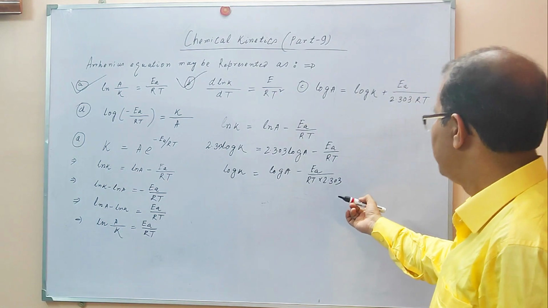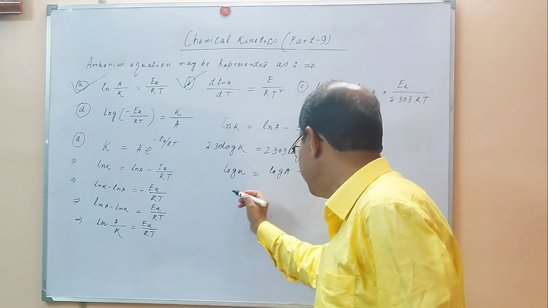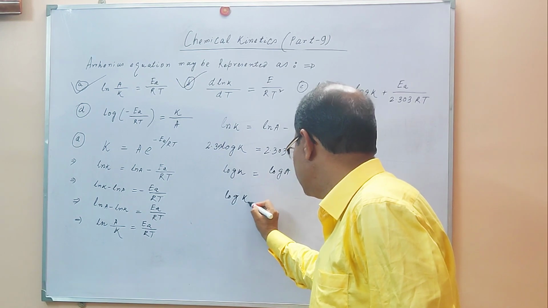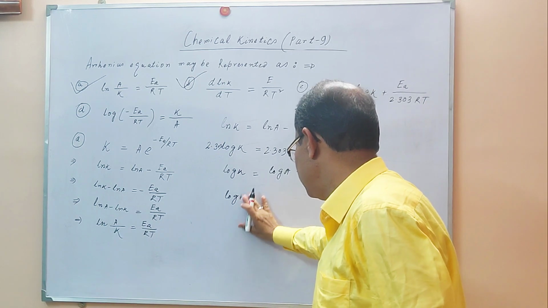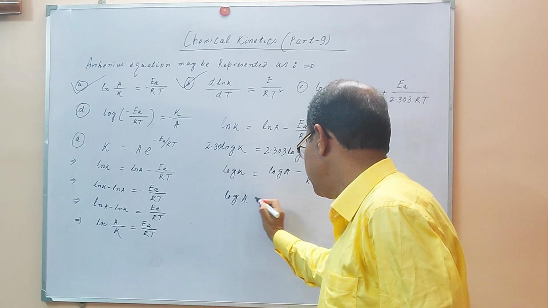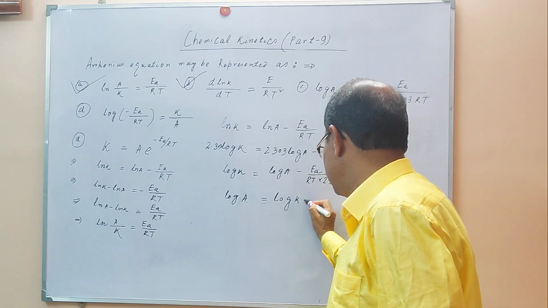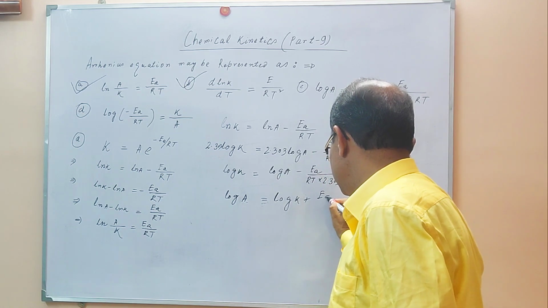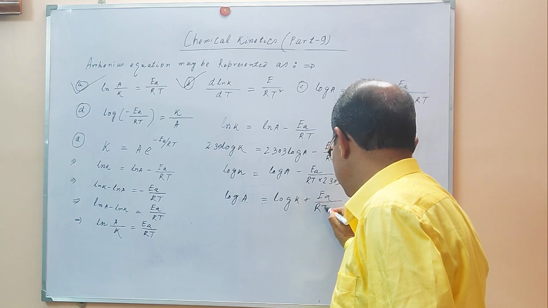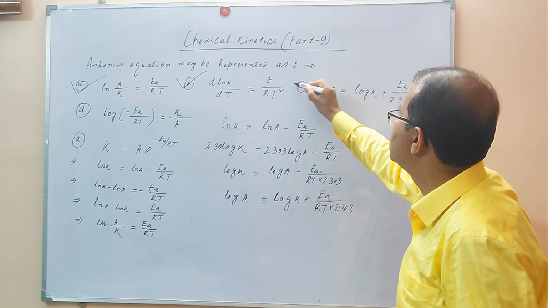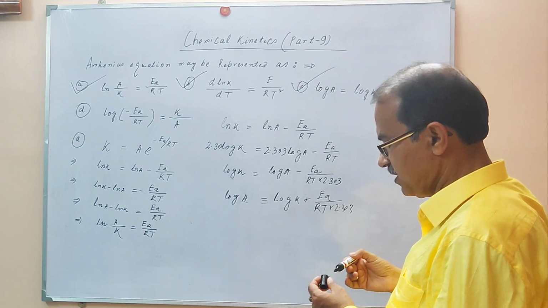So we can just rearrange this and we found log A is equal to log k plus Ea by RT into 2.303. So this is also a right expression.